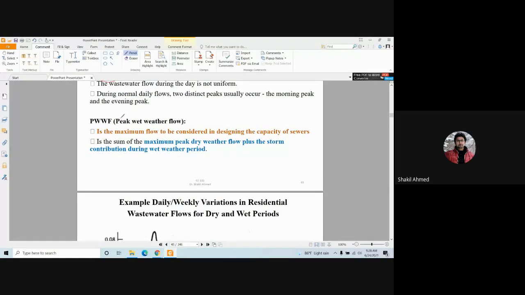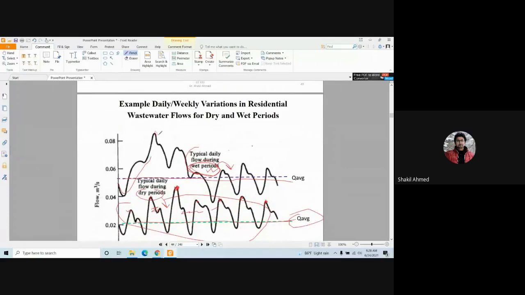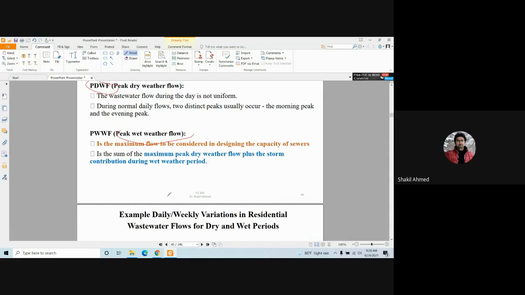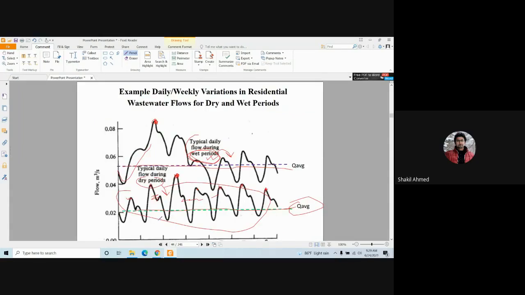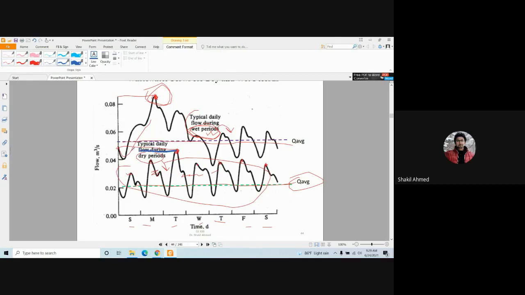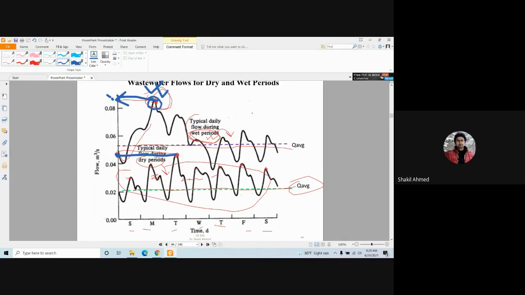Similarly, peak wet weather flow. Where is the peak wet weather flow? This is the peak wet weather flow. It is the sum of the maximum peak dry weather flow plus the storm contribution during the wet weather period. Now, in your design, which one would you consider? The highest one, of course. Highest one means 0.05 or 0.09? 0.09, of course. Am I right? Yes, sir. This one is 0.045 or something like this. This is 0.09 approximately. So this is the one which you are going to consider.